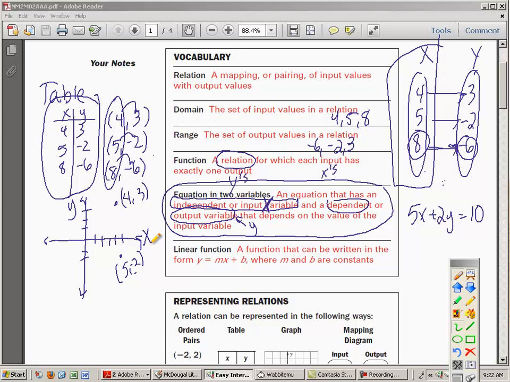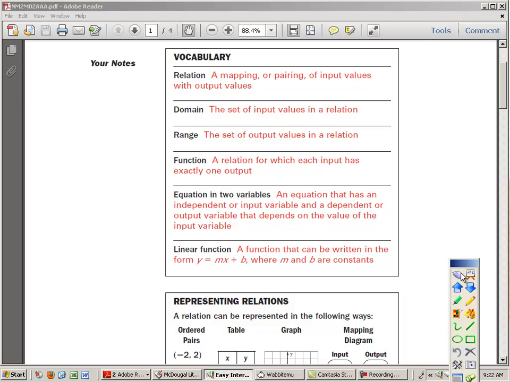And finally, a linear function is a function that can be written in the form y = mx + b, where m and b are constants. And eventually, we'll learn more about what m and b are. Hopefully, you already recognize that m and b are slope and y-intercept. But if not, we'll get into that in the next lesson. So what we want to do now is we want to start talking about representing relations.